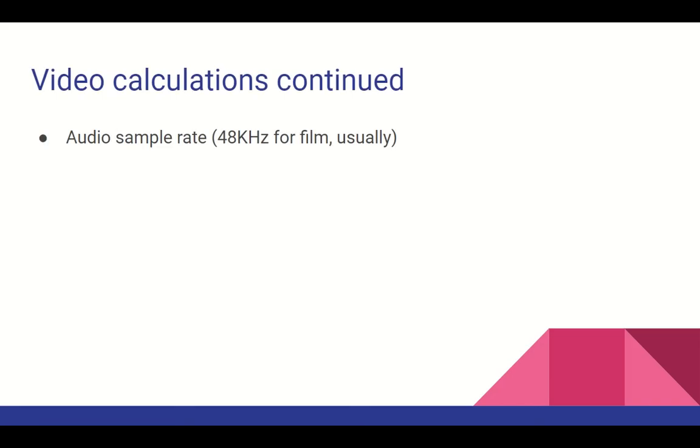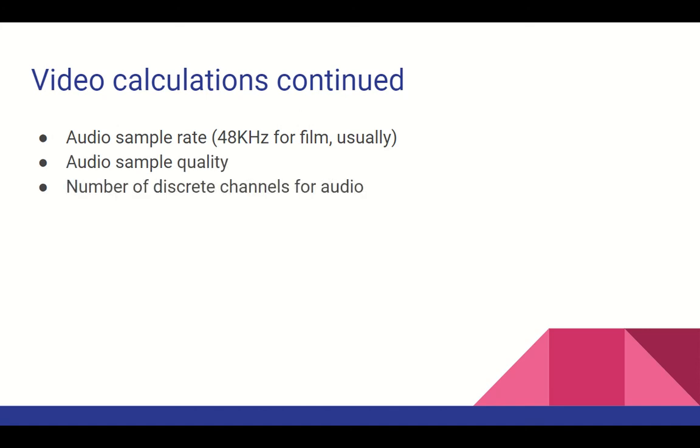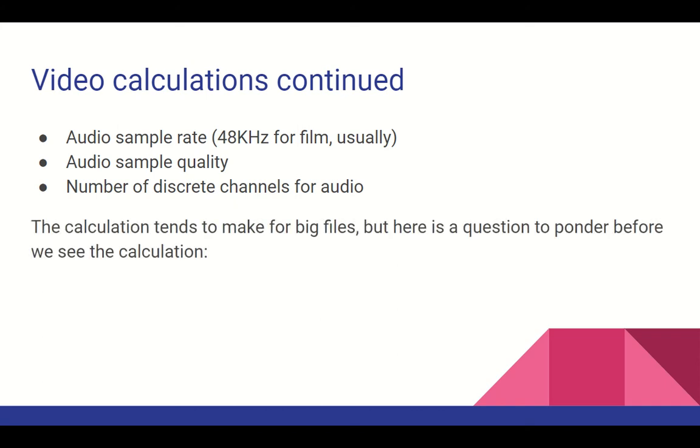The audio sample rate, this is 48 kilohertz for films usually. The audio sample quality, normally 16-bit. The number of discrete channels for audio: 1 for mono, 2 for stereo, 6 for 5.1, 9 for 7.2. And this tends to make for very large files.